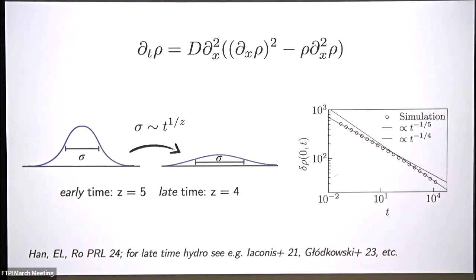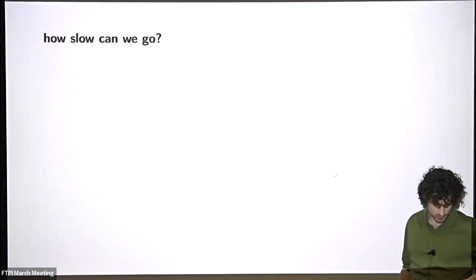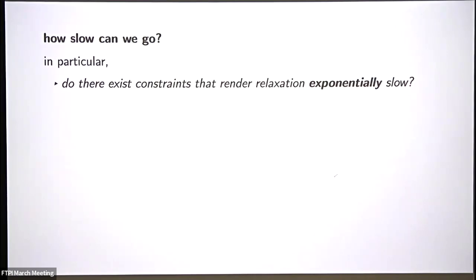Great. Now, in the last part of the talk, I tried to resist, but I couldn't resist. I just really wanted to talk about some more recent work on constrained dynamics, but thematically a little bit different. The more recent work involves the following question: we saw that when you impose these dipole constraints, you slow down the motion of particles as they diffuse. So how slow can you go? In particular, can you come up with some simple local constraints which render the relaxational dynamics exponentially slow as a function of system size?